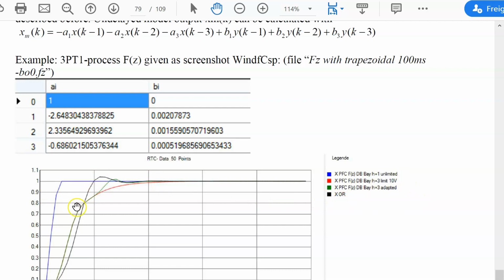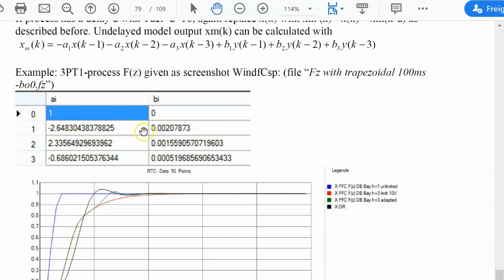And you see here the red curve is the version with limitation. I think I should show you the simulation, because with limitations I have some problems with this controller. I have to look for the numbers here. Wait for this. I look for this.